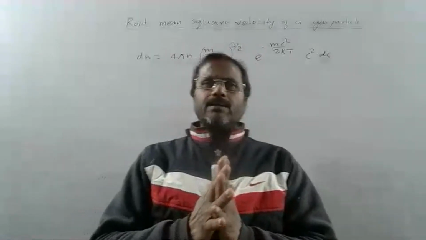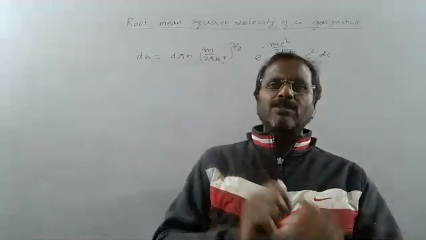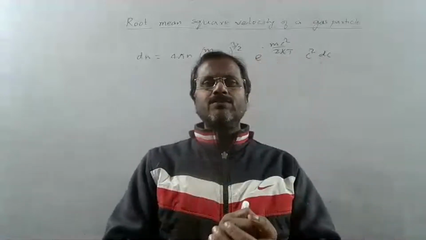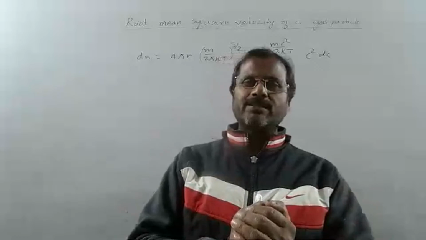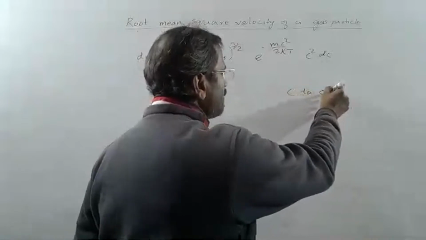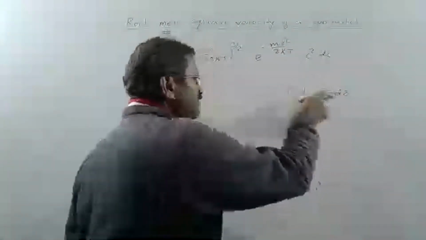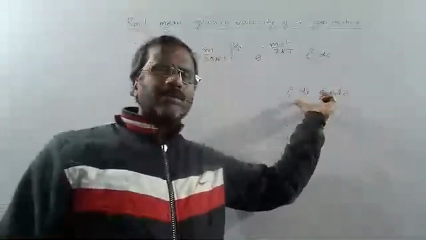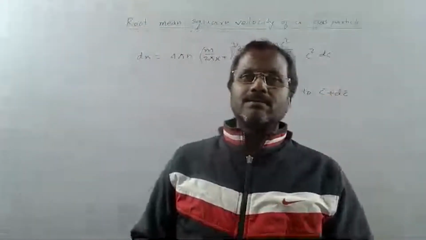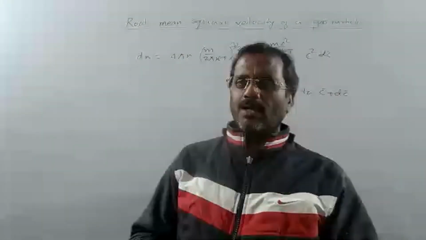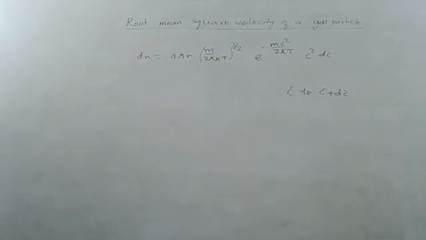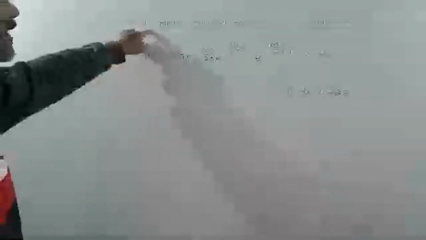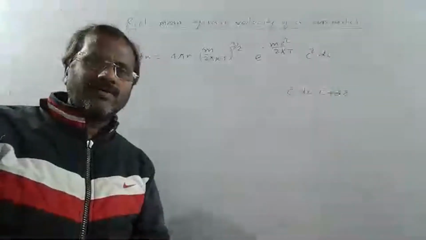We have already deduced Maxwell's velocity distribution formula in a spherical polar coordinate system for the velocity range c to c plus dc. So we use that formula, and by using Maxwell's velocity distribution formula we get the root mean square velocity of a gas particle.